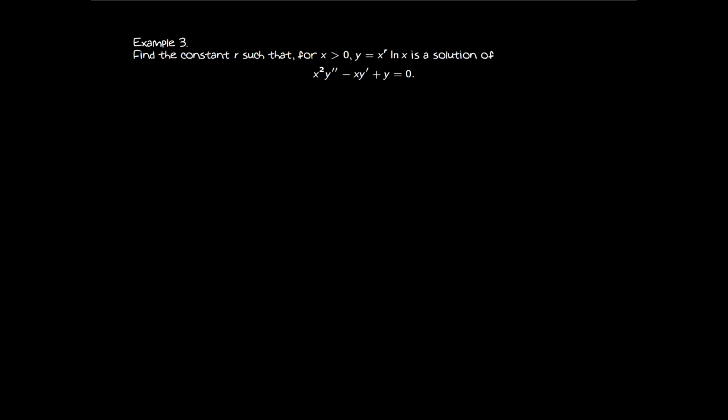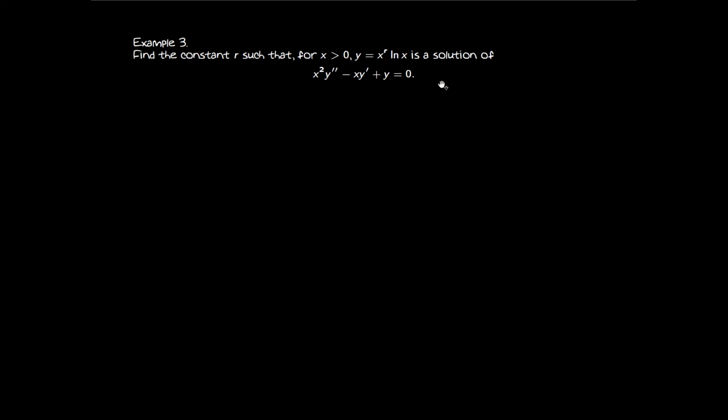Example 3. This problem is a little different from the first two. Here, we were told that the given function, y equals x to the r times natural log of x, is a solution to this equation. We don't have to verify it. But something we don't know is r, which is a constant.